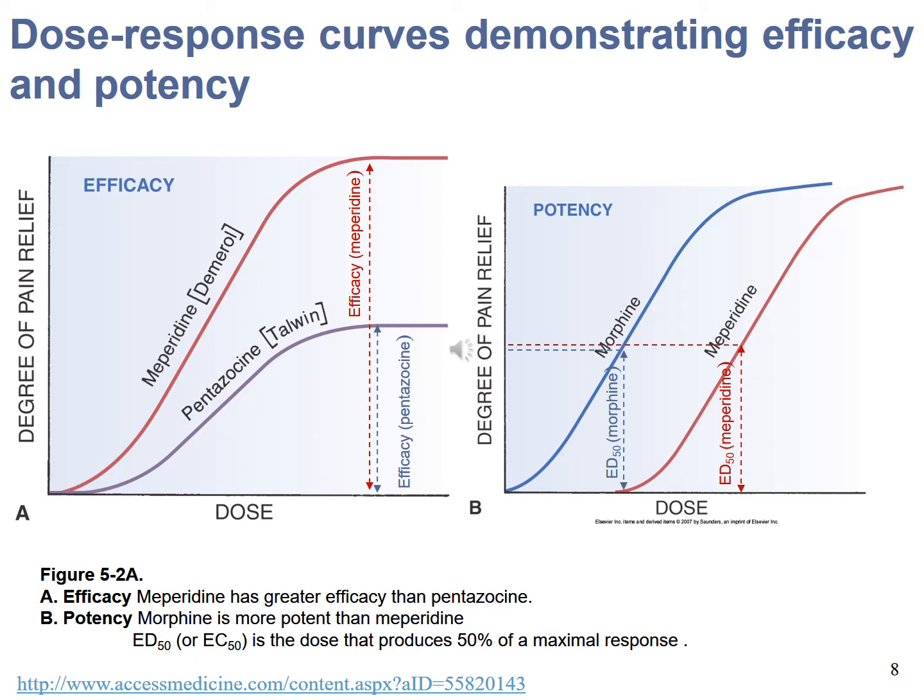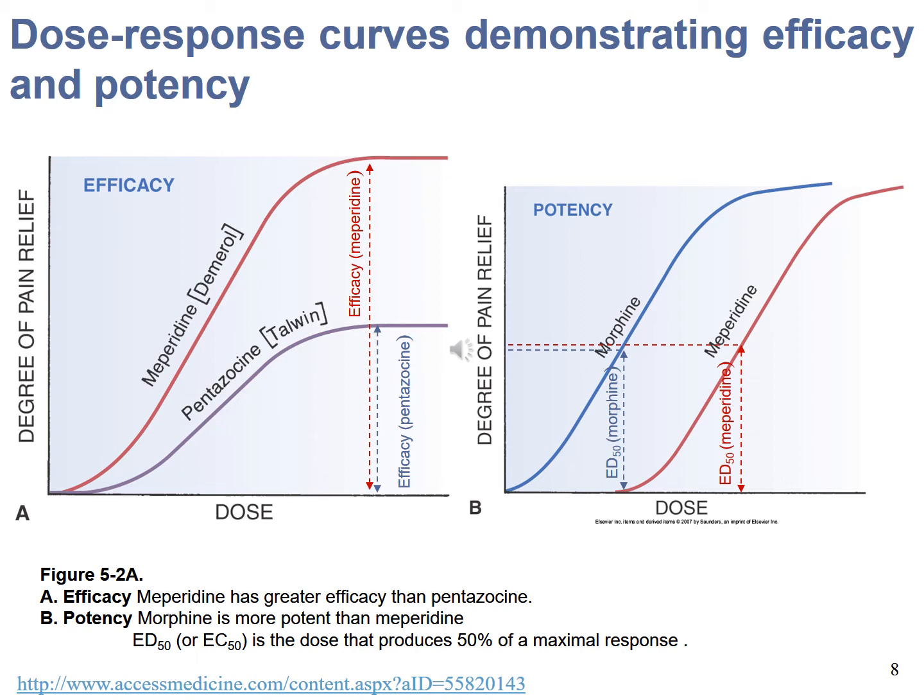So this slide is just a comparison between efficacy and potency to make sure you understood the concept. So you see on the left you have efficacy. So remember, it is the height of your dose response curve. And so when you see those two drugs, you see that the height of the dose response for meperidine is larger than the height of the curve of pentazocine, the maximum height. And so that means that meperidine has a greater efficacy than pentazocine.